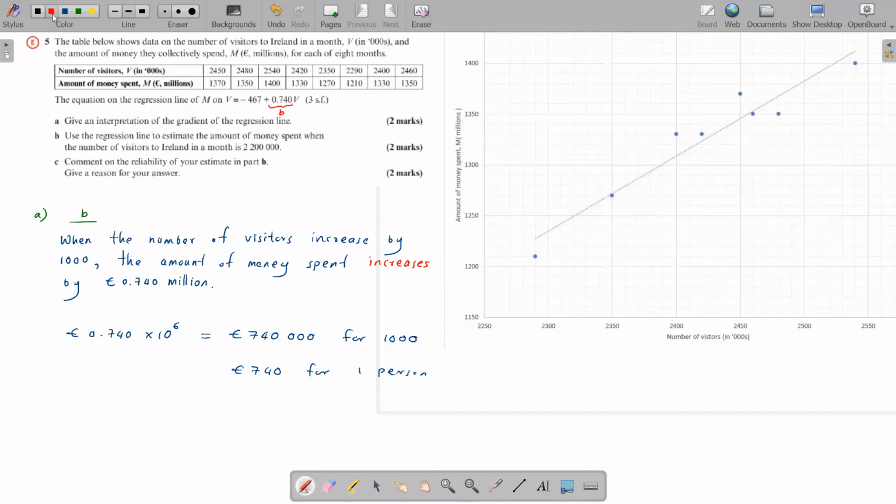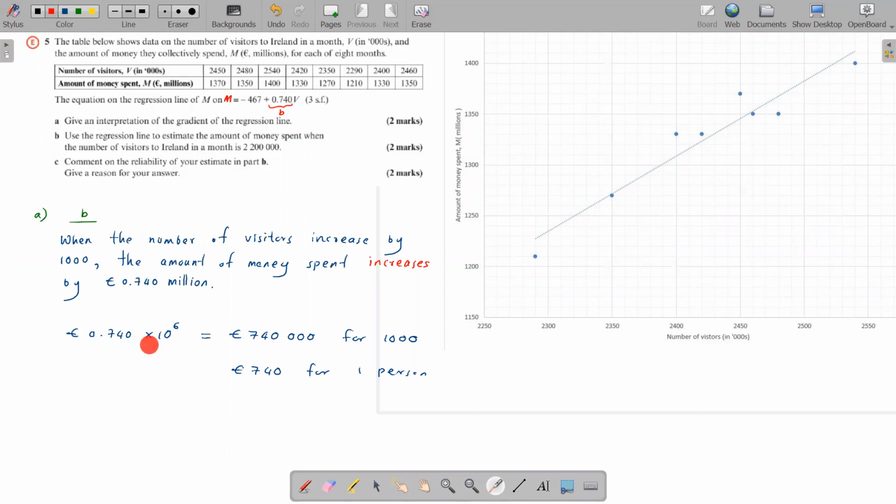All right, guys. So I think this equation here should be M equals, not V equals. This is M equals minus 467 plus 0.740 V. All right, guys. So actually, I've done a little bit of work here. So you can see if every 1,000 visitors are spending this much, the amount of money spent is increasing by this amount. So 0.740 million is actually, and this is actually optional.